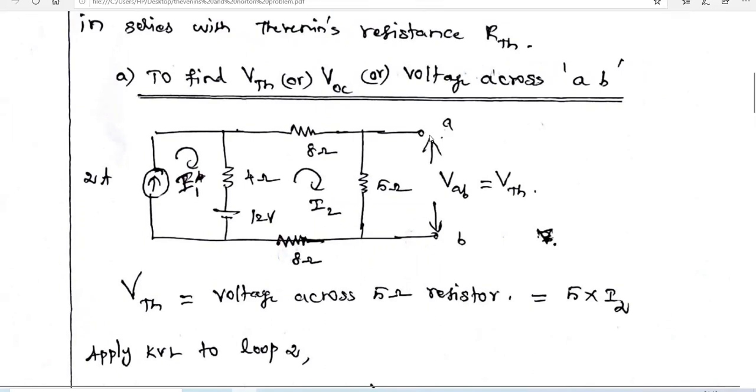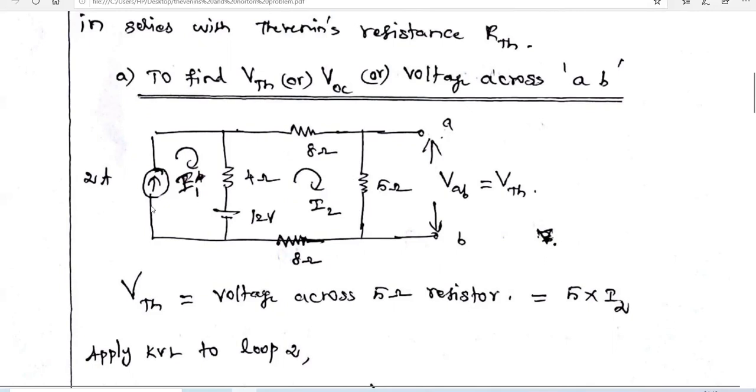According to this diagram, what is the voltage across A and B? The voltage across A and B is nothing but the voltage across the 5 ohm resistor. According to this diagram, the voltage across this 5 ohm resistor is the voltage across the terminals A and B. So by using any method, either mesh analysis, nodal analysis, or the KVL branch current method, we have to calculate the voltage across this 5 ohm resistor. That is the thing.